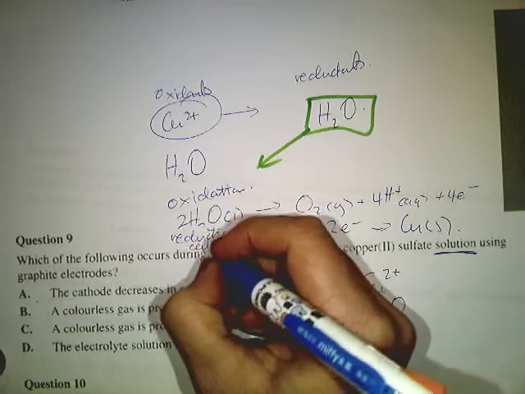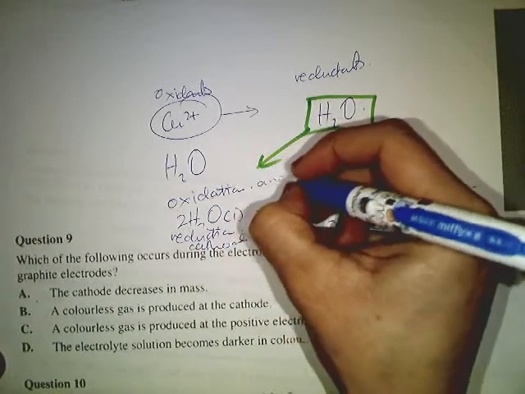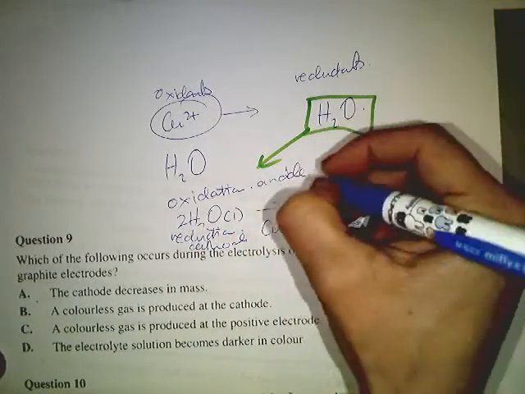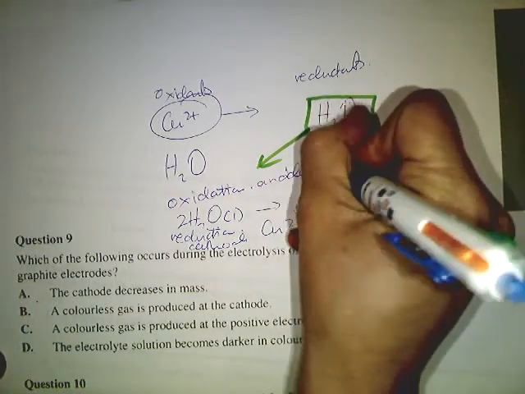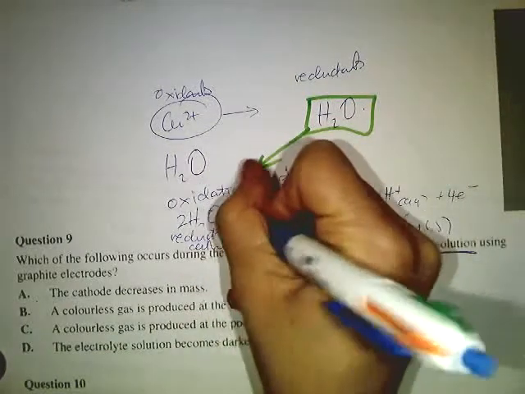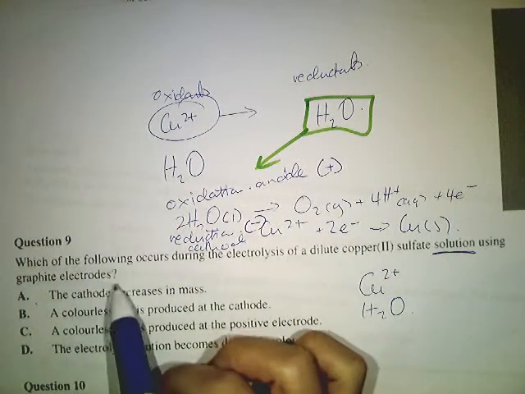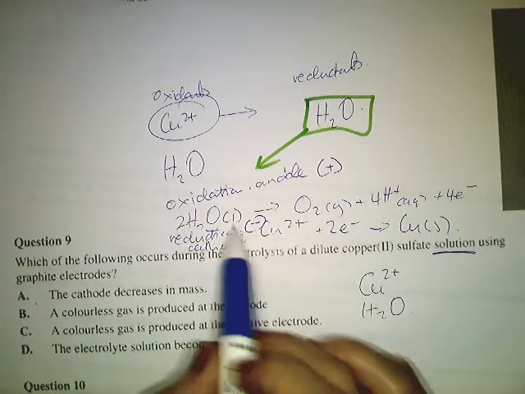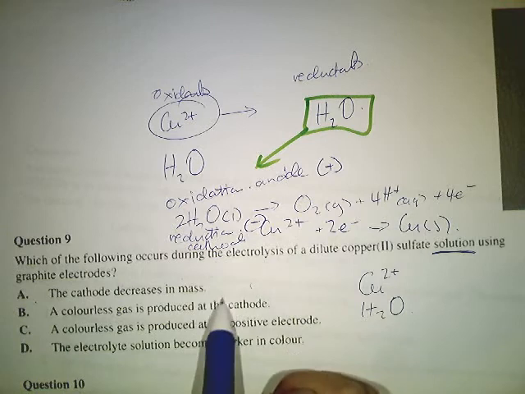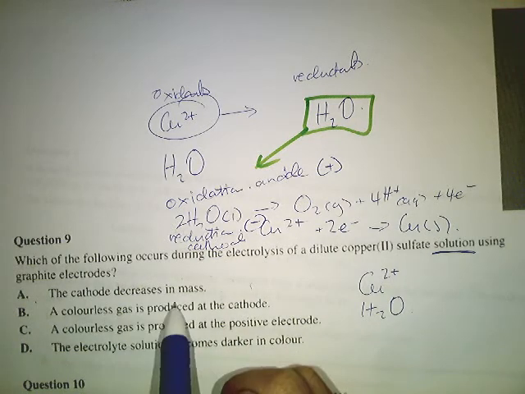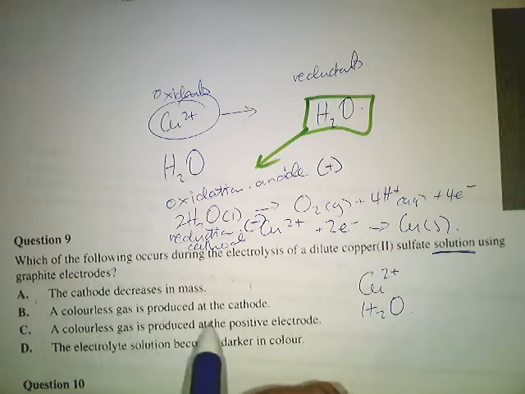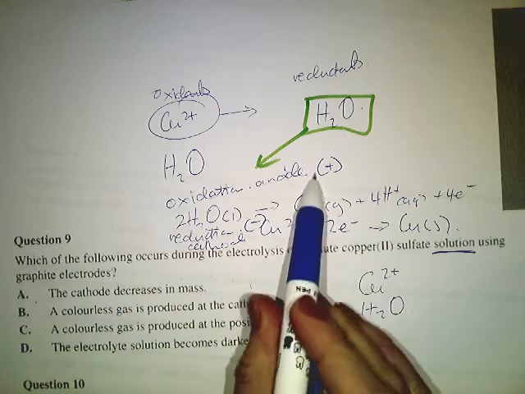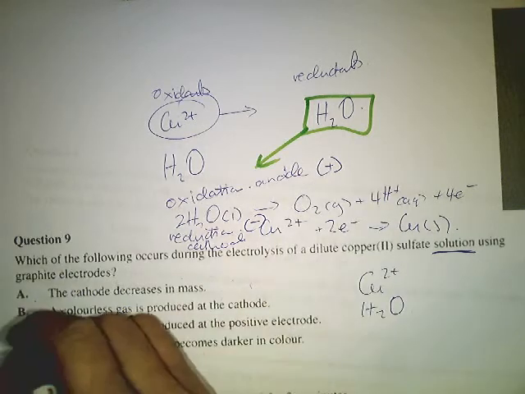So there's a reduction at the cathode, oxidation at the anode. And the oxidation, because it's a positive gradient, it's electrolysis. Oxidation is positive, so reduction is negative at the cathode. So the cathode's negative. Okay, so the cathode decreases in mass? No, the cathode would increase in mass. Colorless gas is produced at the cathode? No, copper solid is produced at the cathode. A colorless gas is produced at the positive electrode? Yes, oxygen gas is produced at the positive electrode.